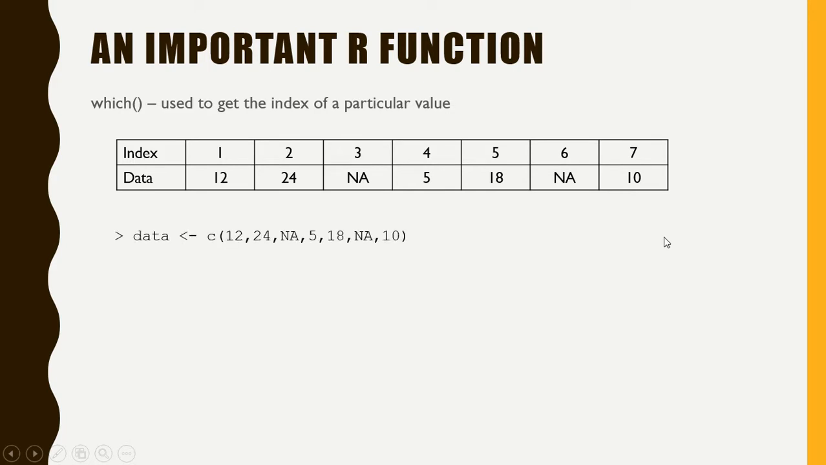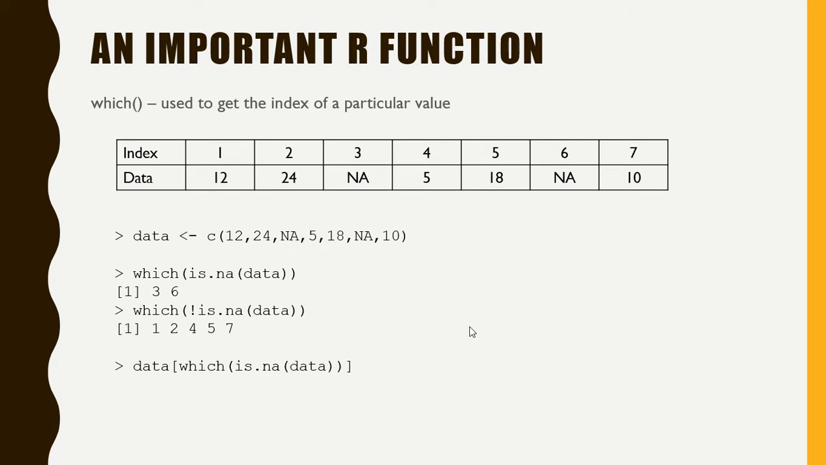Now, how the which function works is that, having entered the data in R, if I write which(is.na(data)), it is going to find out where exactly the missing values are located in the data. Running this code will give us 3 and 6, which indicates that at index 3 and index 6 of the data we can find the missing values. If I write which(!is.na(data)), this will return the index of all the values other than NA, that is 1, 2, 4, 5, and 7.